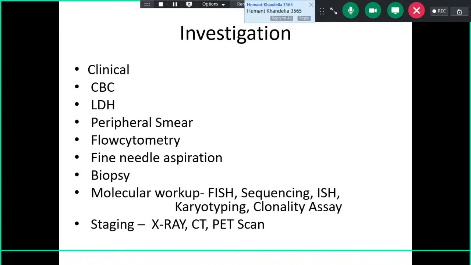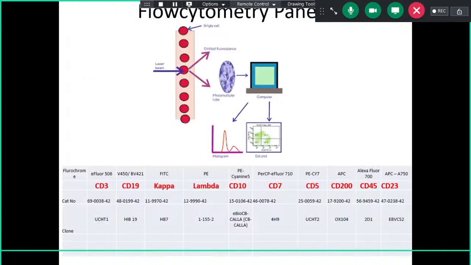As I told, the clinical history is very crucial. Then the complete blood count. There is one enzyme which can be helpful, LDH. In many lymphomas, because of turnover, there is an increase in the LDH. Then peripheral smear, flow cytometry, fine needle aspiration, biopsy. Then you need the molecular workup on whatever tissue is available. Then for staging, you need the PET scan, CT, and X-ray.